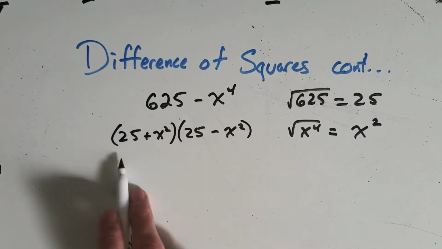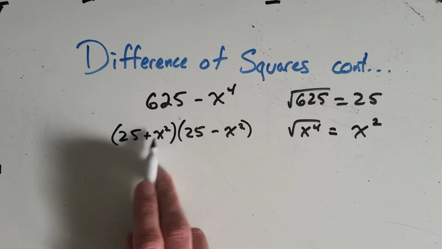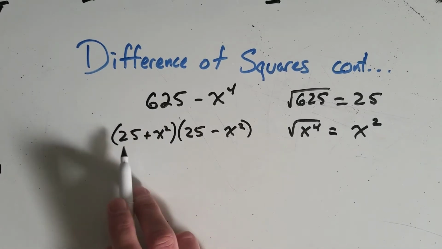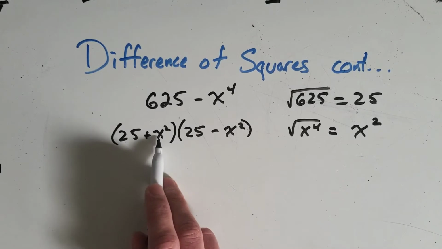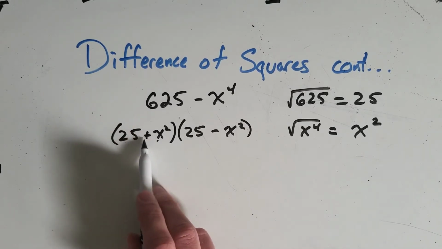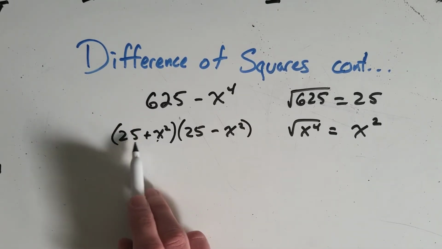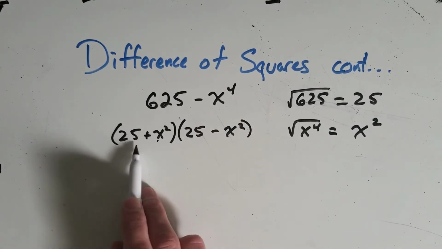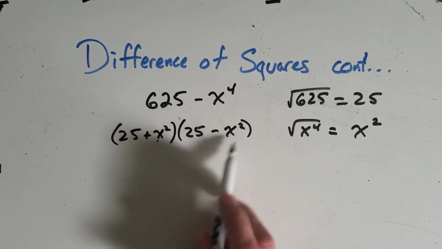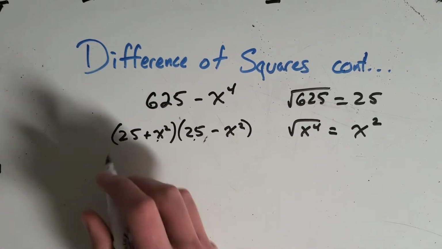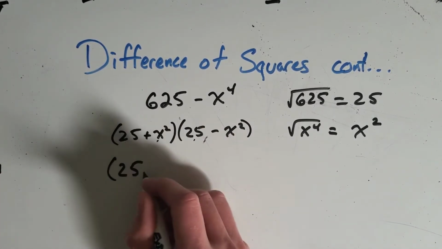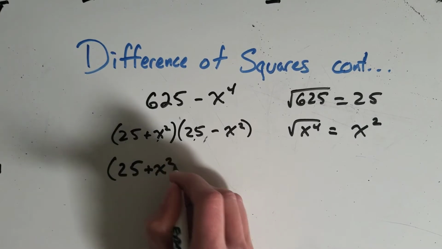And now when we get down to here, you have 25 plus x squared. It might jump out that these are both perfect squares. It's really tempting to factor further, but it's not a difference of squares. This is the sum of squares, so we can't factor this further. But looking over here, 25 minus x squared, that is a difference of squares, so you can continue to factor that binomial to the right.